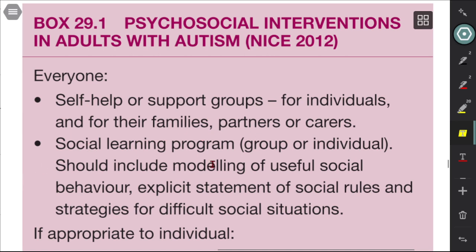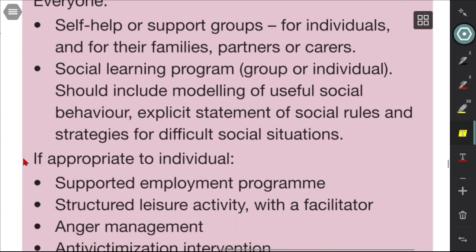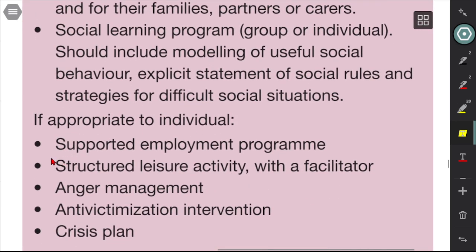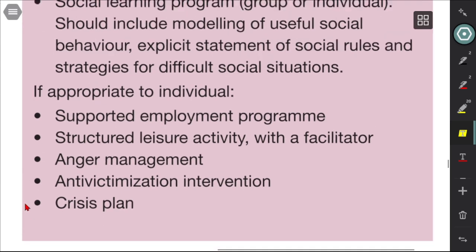Social learning program, group or individual, should include modeling of useful social behavior, explicit statement of social rules, and strategies for difficult social situations. If appropriate to the individual, the individual may need a supported employment program, structured leisure activity with a facilitator, anger management, anti-victimization intervention, and crisis plan.